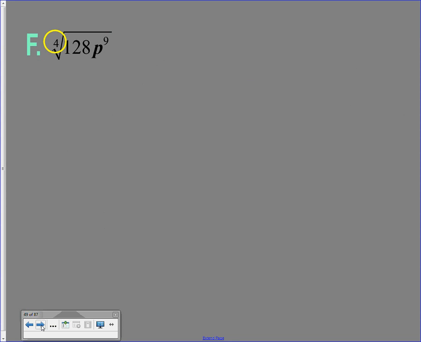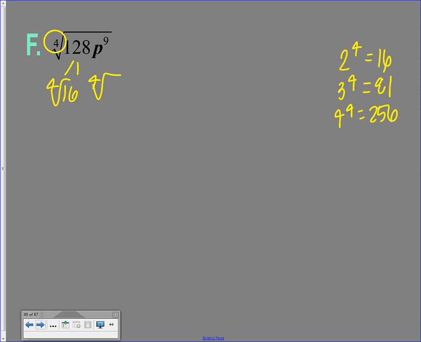This time we're looking for a perfect 4th power. Okay, so we can try 2 to the 4th, 3 to the 4th. So we've got 16, 3 to the 4th is 81, 4 to the 4th is 256. Okay, so you're looking for one of those that divides evenly into 128. Okay, and that happens to be 16. And 16 goes into 128 8 times. Okay, so you're really going to want your calculator to help you figure this out.